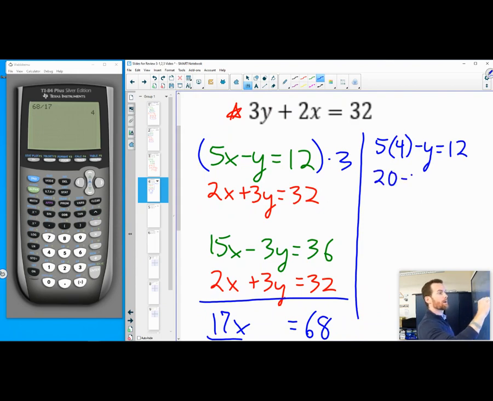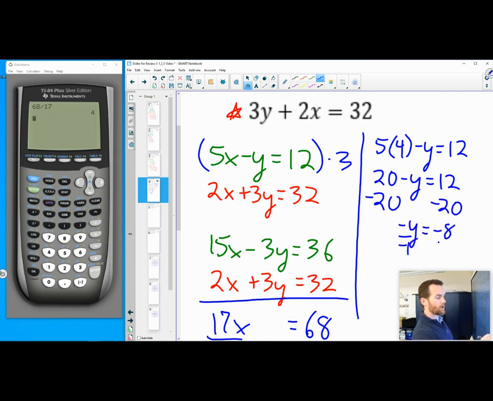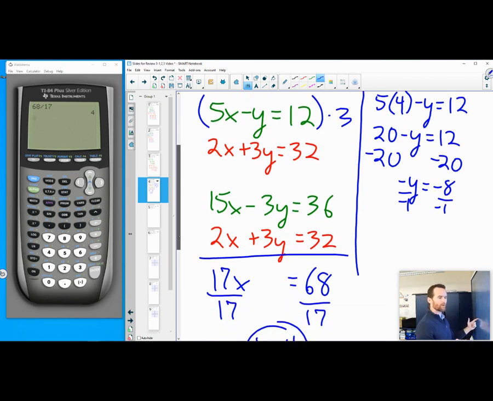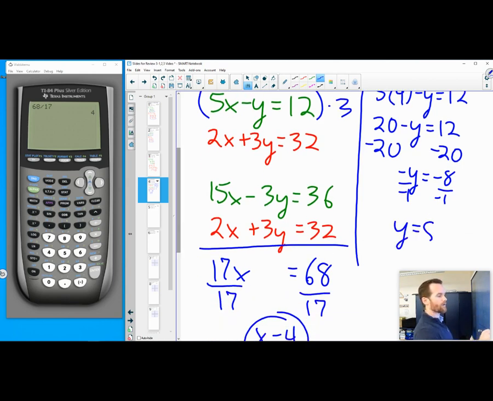5 times 4 is 20, minus y equals 12. Take away 20 on both sides. We get negative y equals a negative 8. Divide by the negative 1. I guess you could also multiply by negative 1 if you really wanted to. And we get y equals a positive 8.